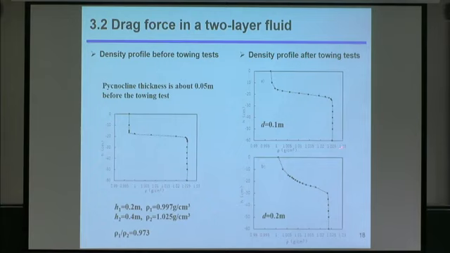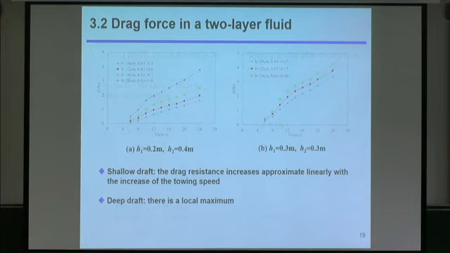So this one the draft is 0.1 meter, and this one is 0.2 meter. This one is a relatively deep draft, so the disturbance is very heavy. So after several towing tests, we check the profile. For example, like this one, we must make the two-layer fluid again and continue the experiment. Okay, these two diagrams are drag force in two-layer fluid, and these are two situations.